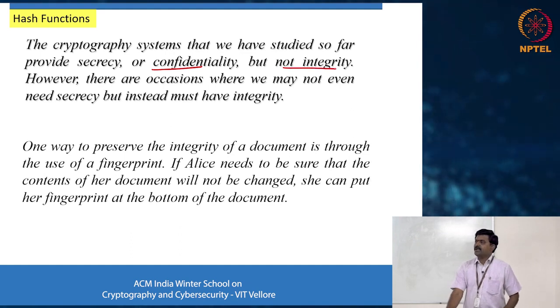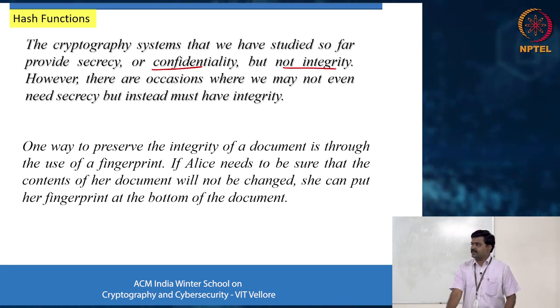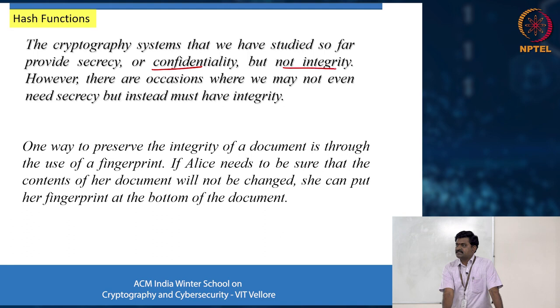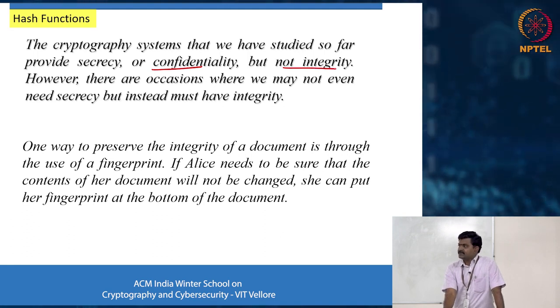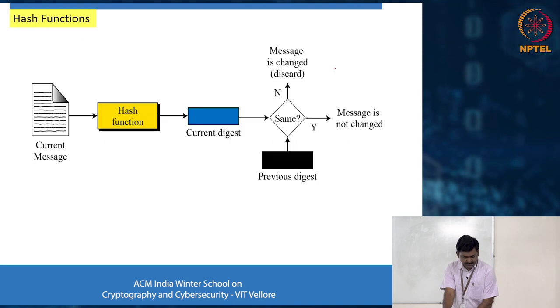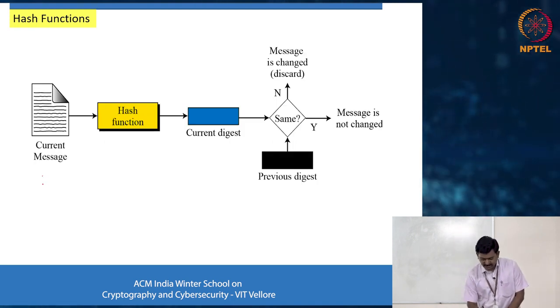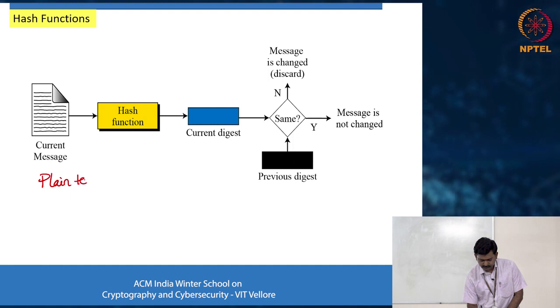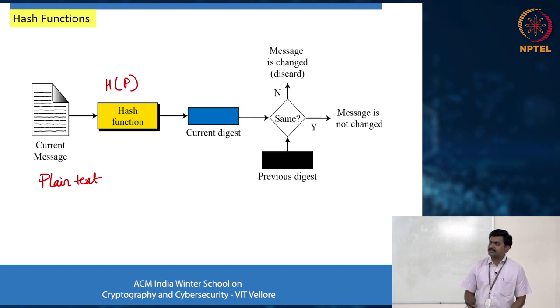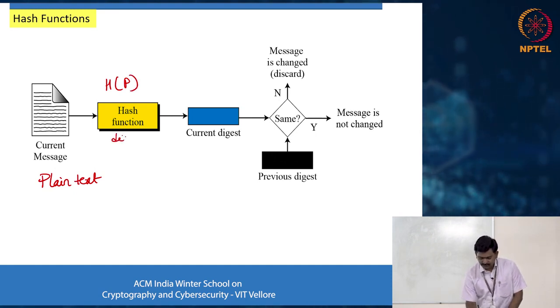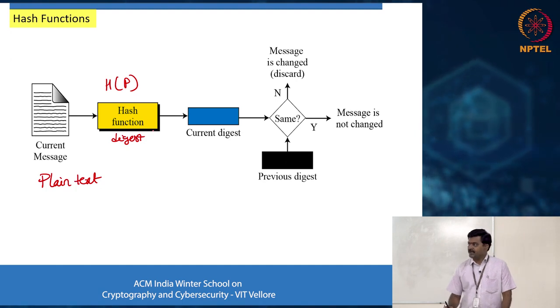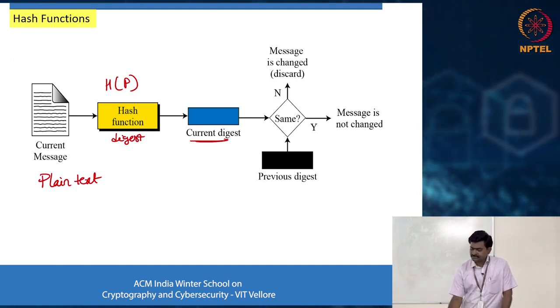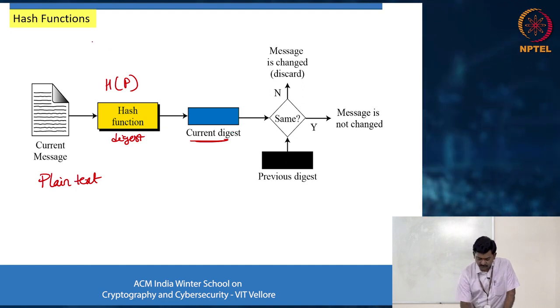In order to say that the integrity of the message is preserved, the way out is to create the signature of the message, the digest of the message. So how does it happen? Take the message, the plain text, and apply the hash function H over the plain text. What you get is the message digest. Take this message digest and send it to the receiver. All this happens at the sender side.